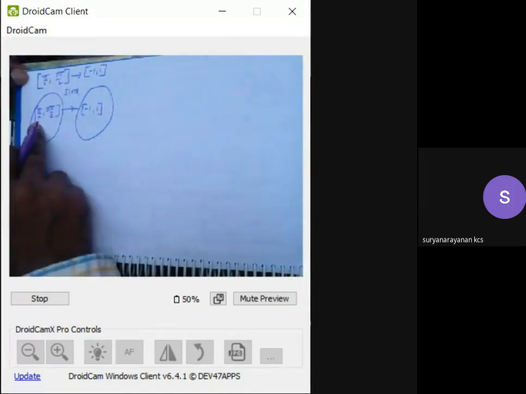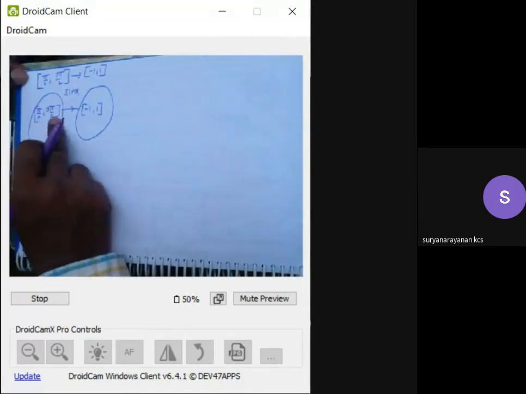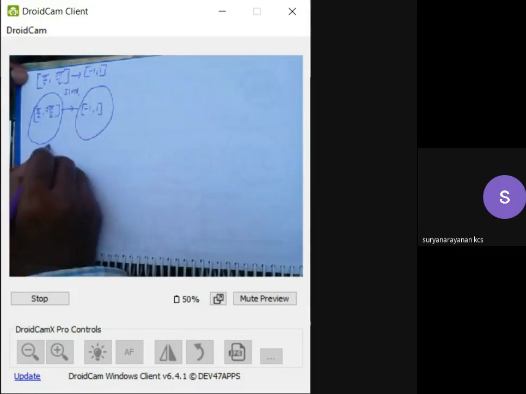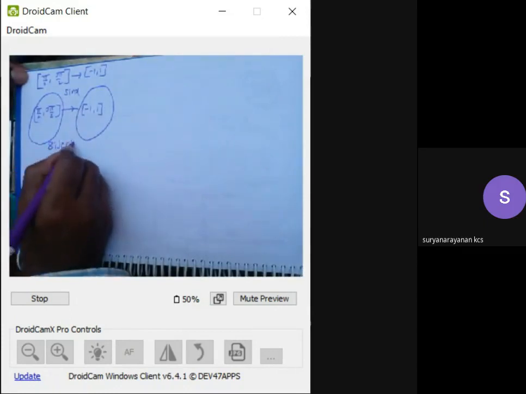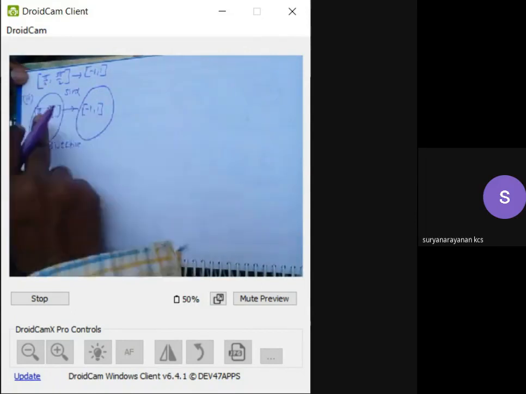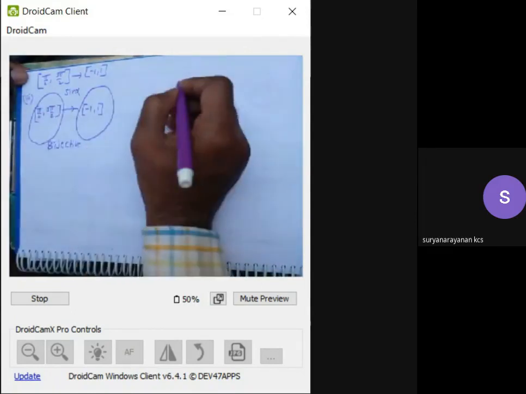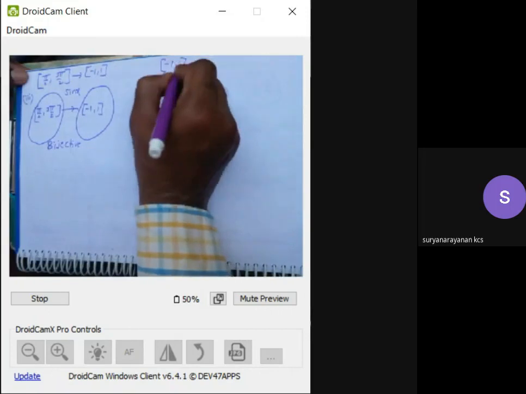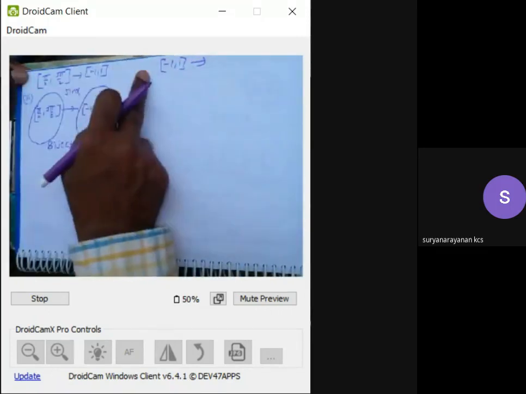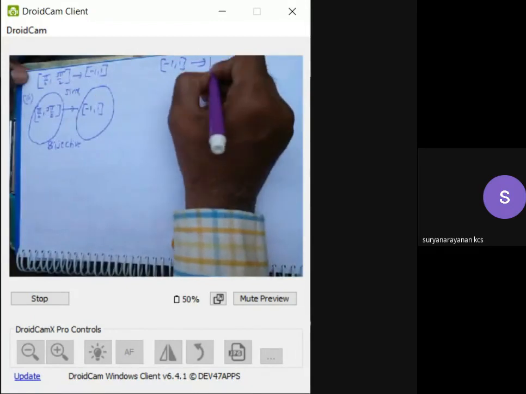If you take the domain as the closed interval [π/2, 3π/2] and the range as the closed interval [-1, 1], then it is bijective. Then we can find its inverse, sine inverse x, where the range becomes the domain and the domain becomes the range.